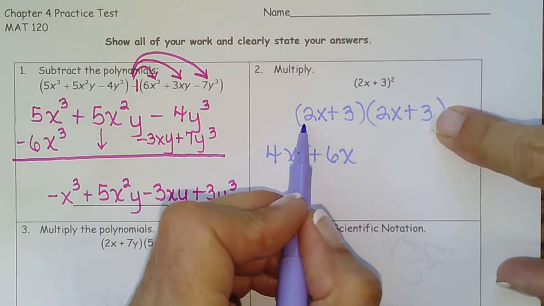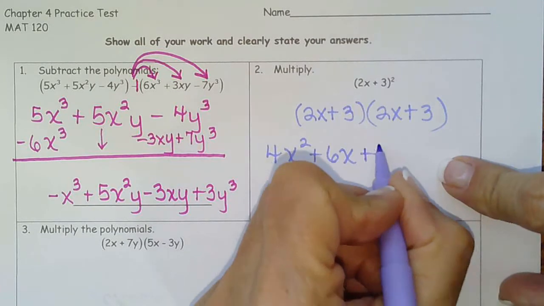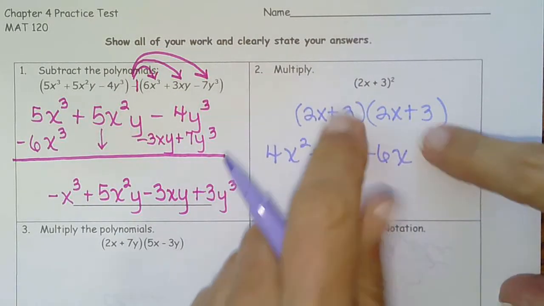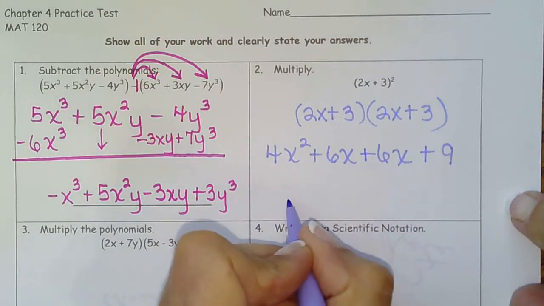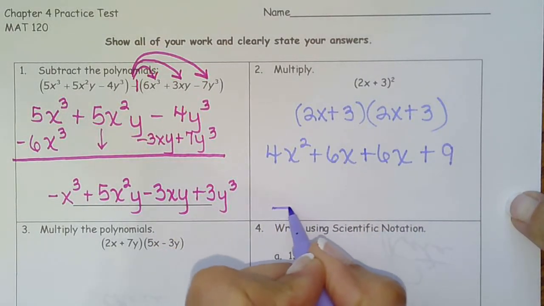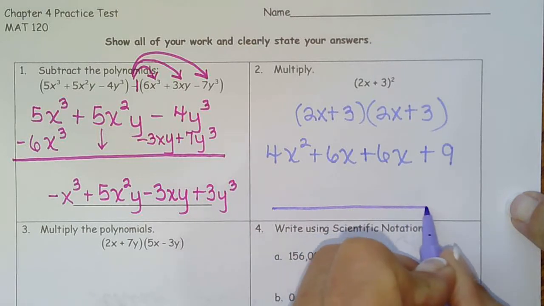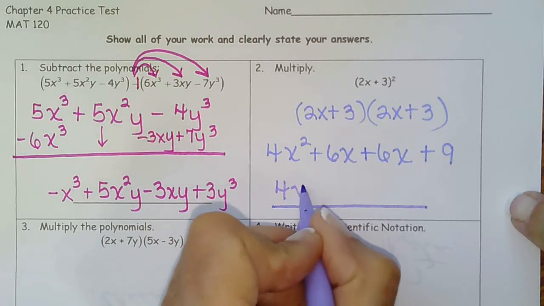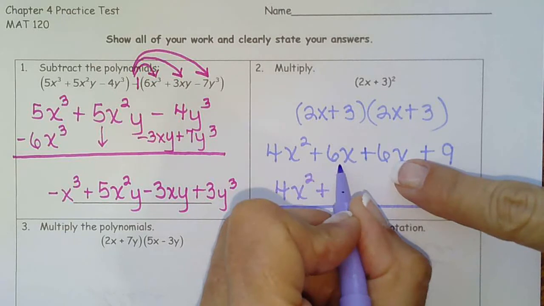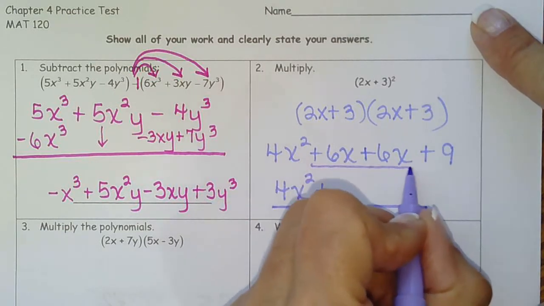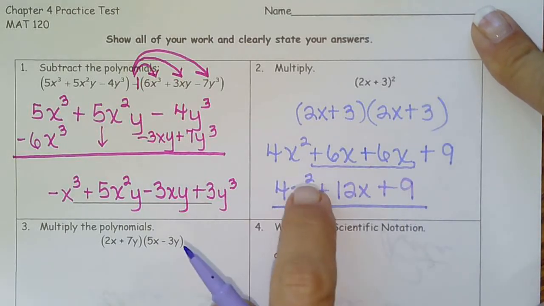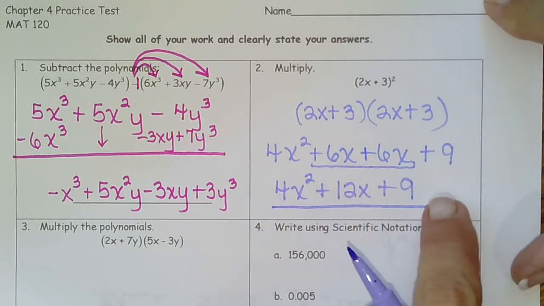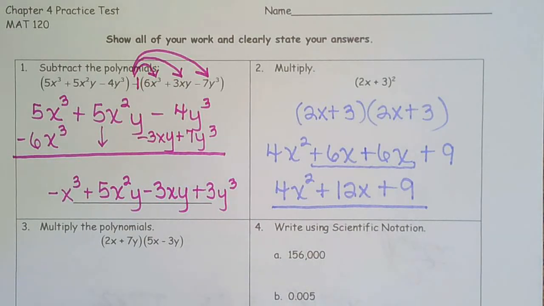So outer is positive 6x, inner is positive 6x, and last is plus 9. So that leaves us with a final answer, and for some reason we lost our answer blank. 4x squared plus, combine like terms, 12x plus 9. And x to the second, x to the first, no x. Yep, that's correct. Boy, that's a loud bird, isn't it?